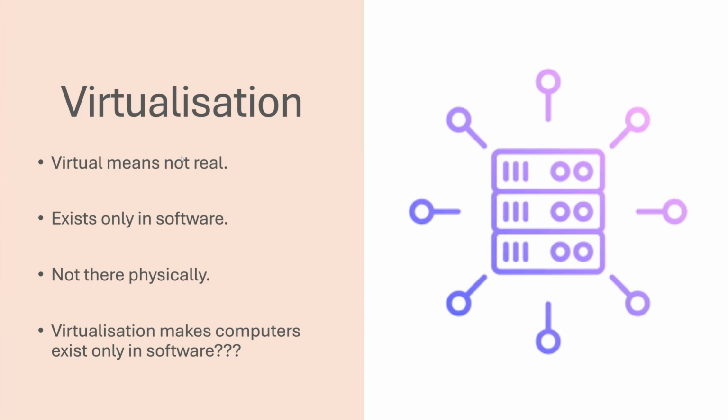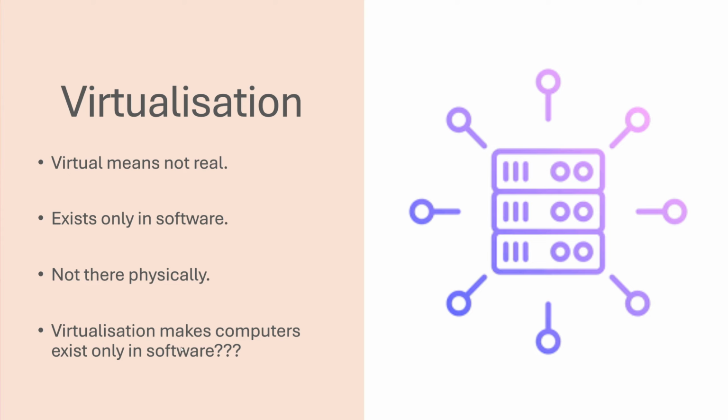Now, when you're talking about servers on this scale, people normally look to virtualization. So virtualization, think about the word virtual: it means not real. It exists only in software. So for example, GTA 5 is not a real world, it's a virtual world. It only exists in the game. It's not a real place that you can go and visit as a real person. So it's not there physically. Virtualization makes computers exist only in software.